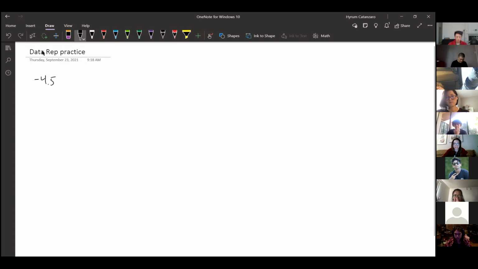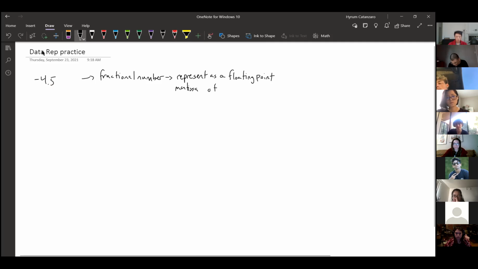Well, first of all, we know already that it is a fractional number, right? So we want to be able to represent it as a floating point, which means it has to be represented as... So floating point. So we'll have a mantissa of -4, and 0.5 is 2 to the -1. Yeah, okay, let's do it like that. We can do this with an 8-bit floating point.